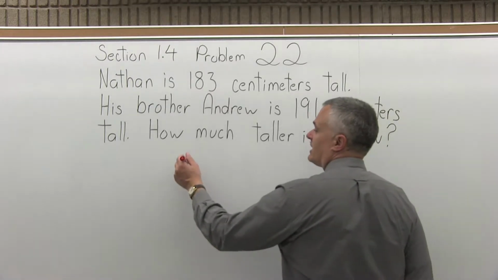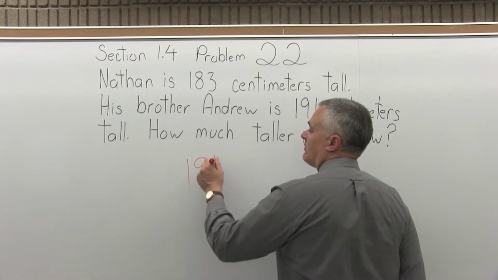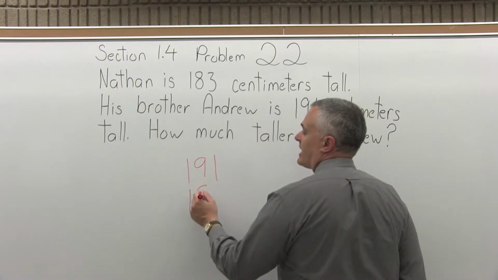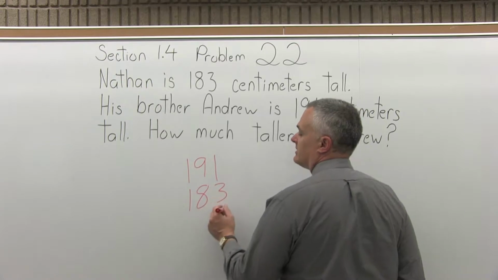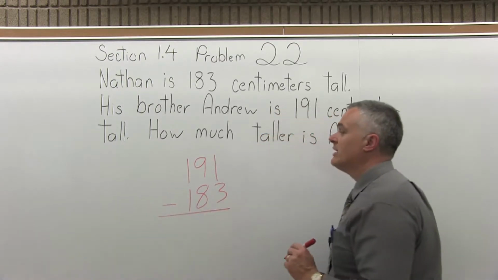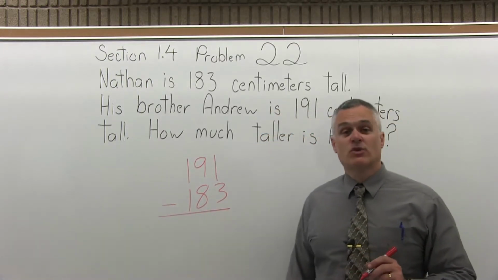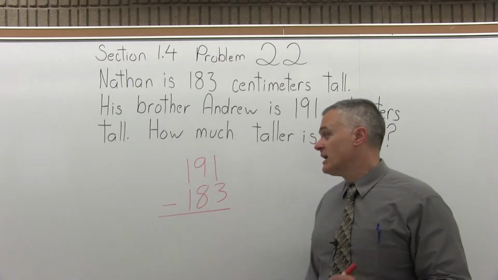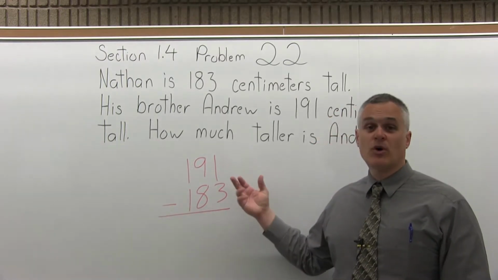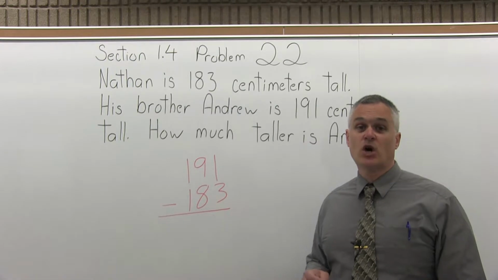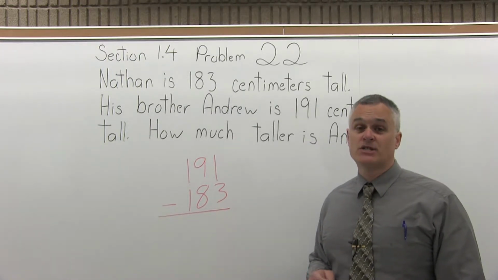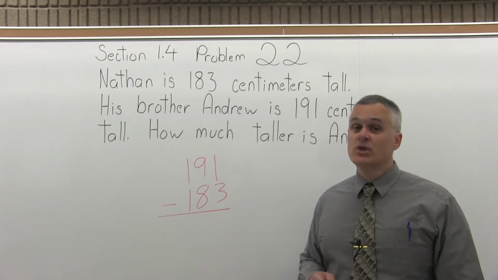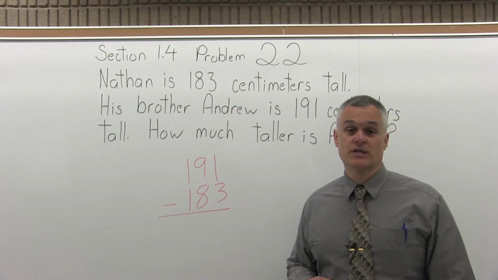I'll put the larger value as the top number, and I will subtract the smaller number beneath it. So that will set up 191, the height for Andrew, minus 183, the height for Nathan, and I'll subtract. So I start in the rightmost column of digits, and that starts me off with 1 minus 3. Now 3 is too large to subtract away from the 1, so I need to borrow.